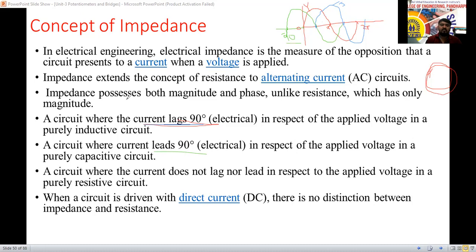But if a pure resistive circuit is there, with no inductance and no capacitance, only pure resistance, then there is no lag or lead, it is in phase. In phase means both start together. The magnitude may be different, but the starting point and the end point will be the same. This is voltage, this is current. These three points I have explained. Now, if you have any doubts, you can ask now. Any doubts?